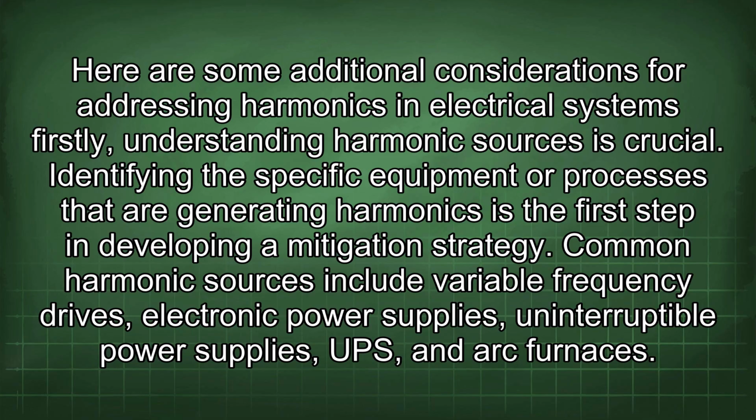Here are some additional considerations for addressing harmonics in electrical systems. Firstly, understanding harmonic sources is crucial. Identifying the specific equipment or processes that are generating harmonics is the first step in developing a mitigation strategy. Common harmonic sources include variable frequency drives, electronic power supplies, uninterruptible power supplies, UPS, and arc furnaces.